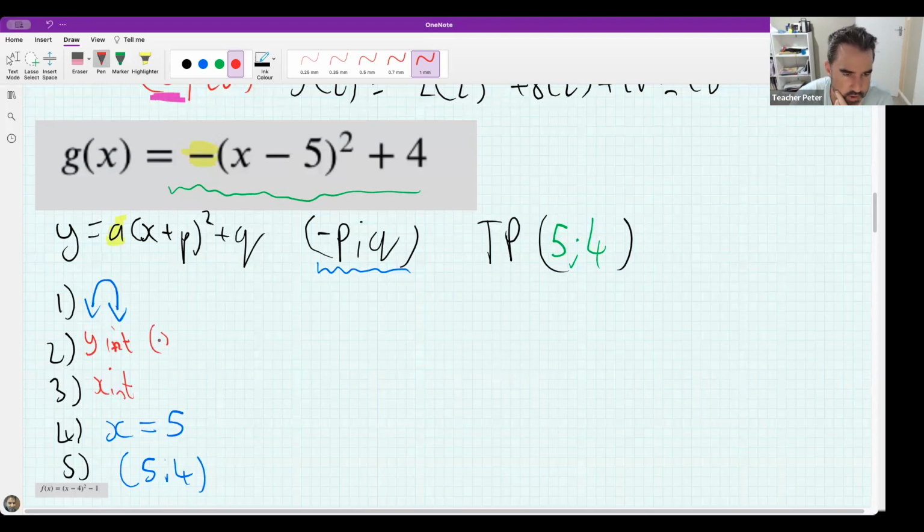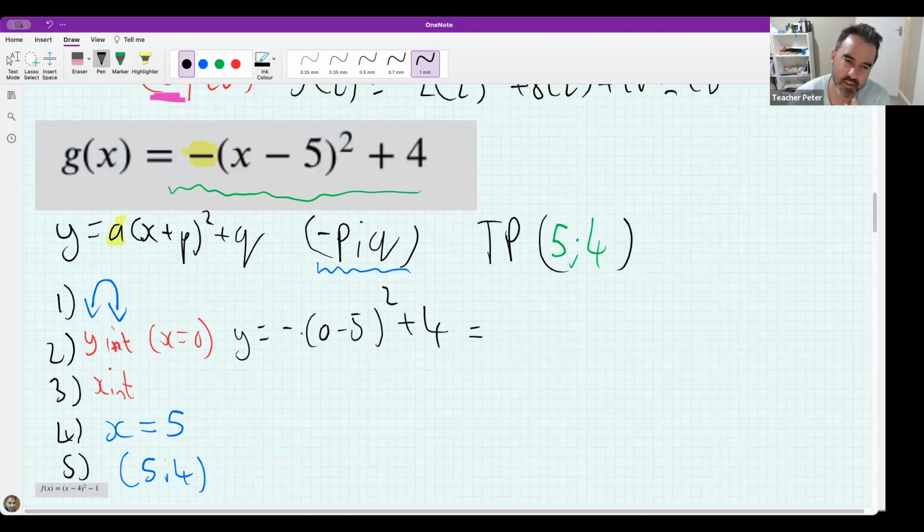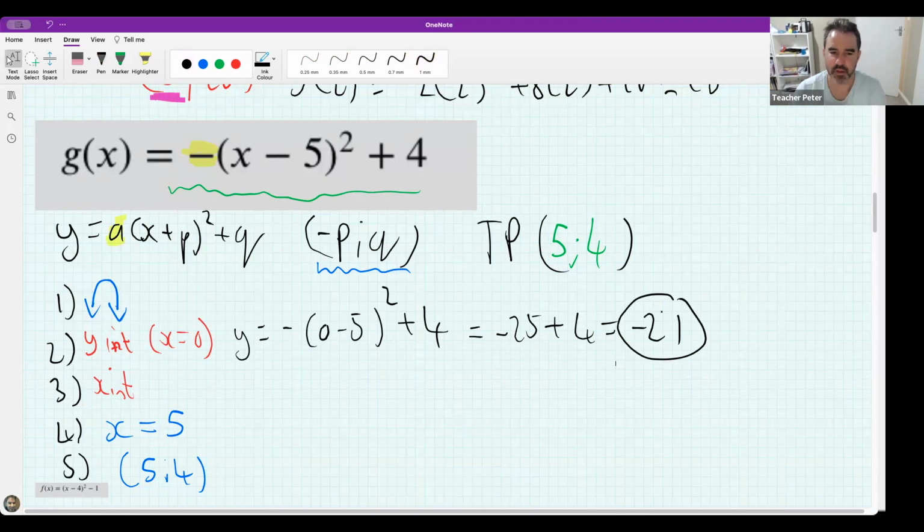So to find the y-intercept, I make x naught. But this is a bit more interesting than before. It used to be that it was very easy, but I think some of you are going to get caught out here. Minus 5 squared is 25, but then it's a minus. My y-intercept is minus 21. Ooh la la. Did anybody get caught out by that?